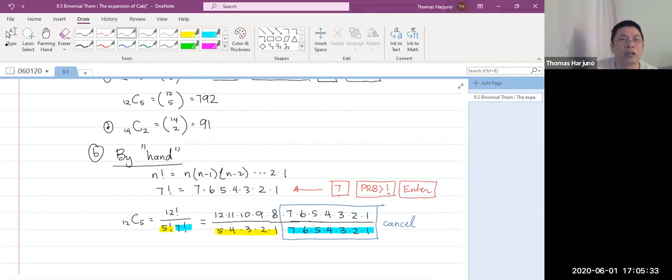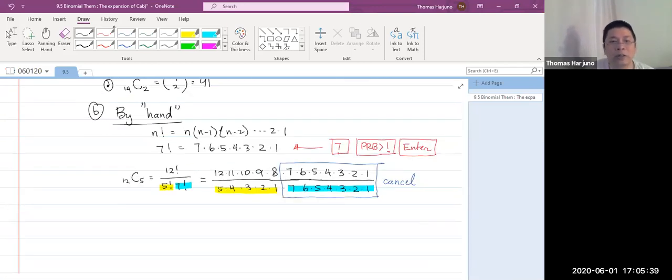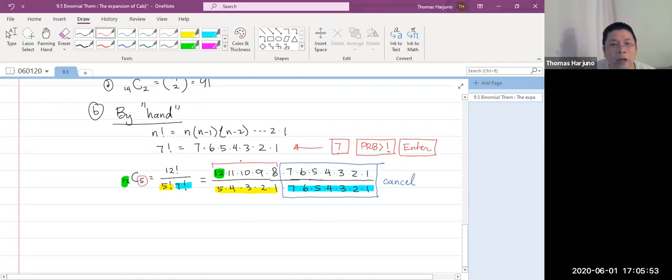Such that 12 combination 5 can be seen as starting from 12 and 5 factors on the top going down: 12, 11, 10, 9, 8. And this 5 is also the number you start at the bottom all the way down to 1. That's also 5 factors. That's the confusing part. There's too many things to take care of.